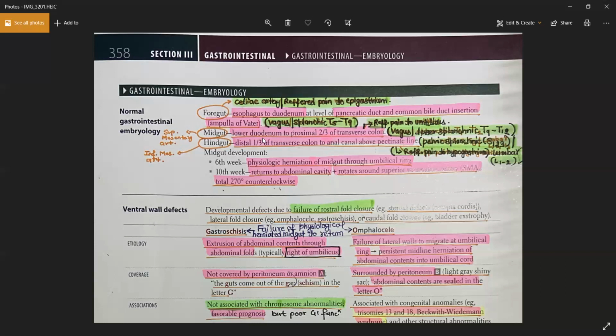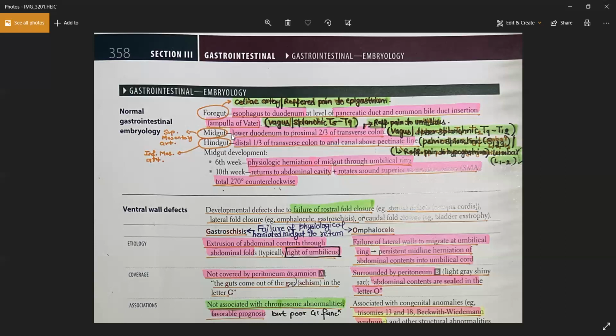Then comes the midgut. This part is supplied by the superior mesenteric artery. Very important. The sympathetic supply is the thoracic splanchnic nerves from T9 to T12. For the parasympathetic, it is your vagus nerve. So all the structures between the distal duodenum up to the proximal 2/3 of the colon are supplied by the superior mesenteric artery, vagus nerve, and the thoracic splanchnic nerves T9 to T12.